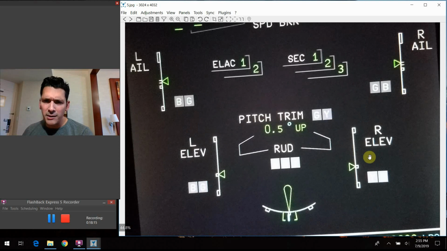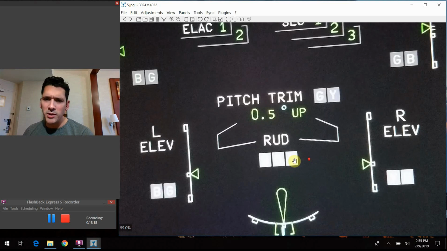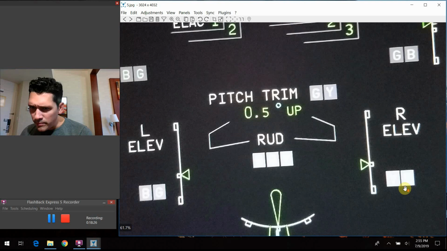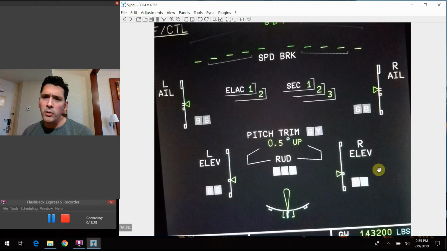Sorry, these got a little washed out just because of the angle that I was taking the picture, but you get the same idea. I mean, all three systems feed the rudder. Pitch trim is fed by green and yellow. Left elevator by blue and green. Right elevator by the blue and yellow.